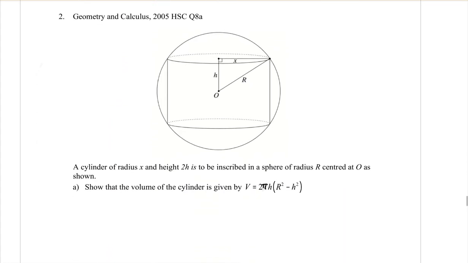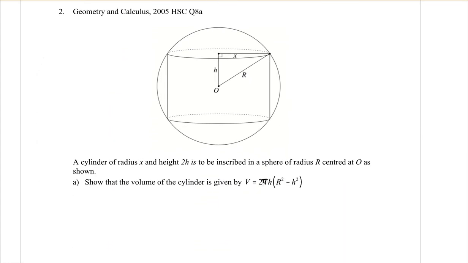Question 2. This is 2005. Was the other one 2005 as well? 2010. Oh, 2010. All right, question 8. Maybe question 8 will be a little bit harder than question 5. All right, let's go. So we have a cylinder again.